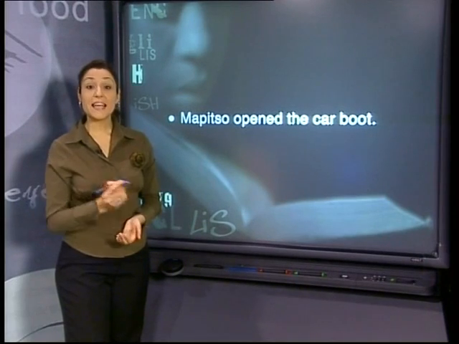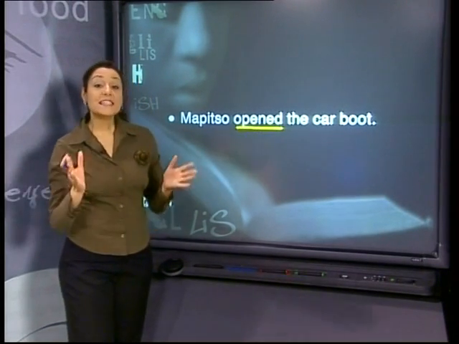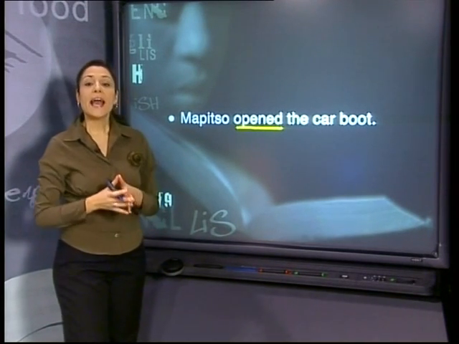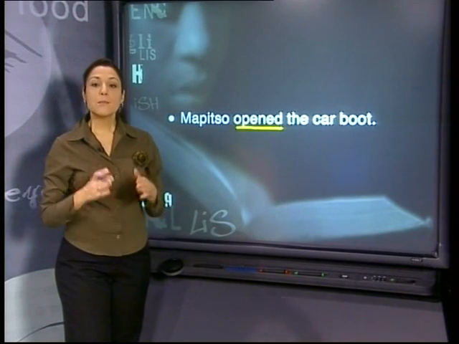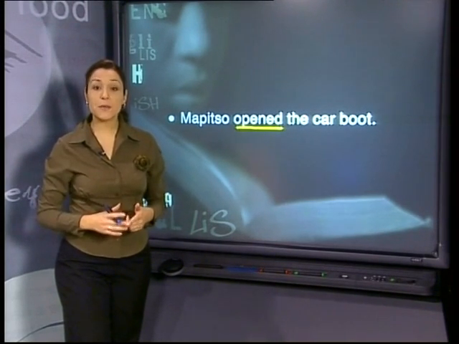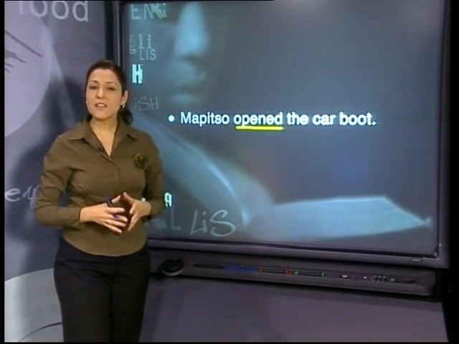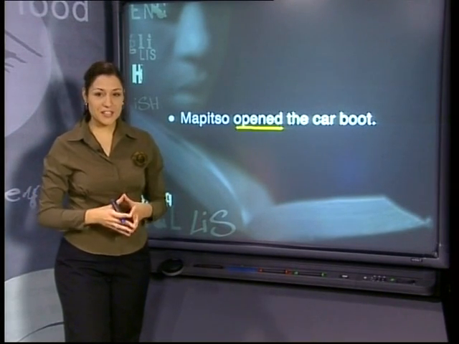First of all, we need to look for the finite verb. Here it is. Opened. It is a finite verb because it has a subject, Mapitso, and it has tense. This happened in the past. Because there is one finite verb in this sentence, there is one clause. To make this sentence a little more lively and interesting, we could add some extra spice.